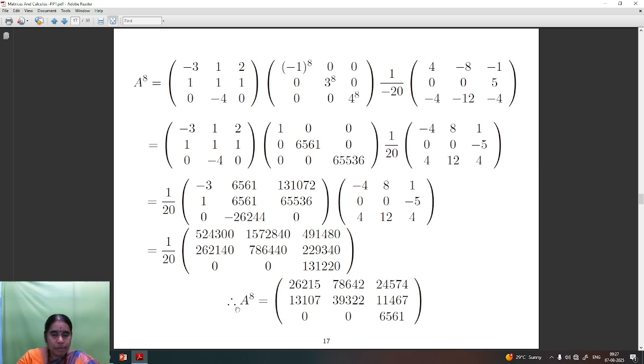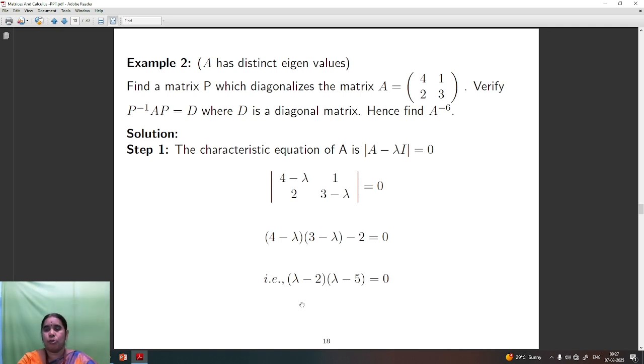So it is very much easy. Instead of calculating A into itself 8 times, by using the diagonal matrix raised to the power, we can get the answer. Just in this problem, we calculated our P and A power 8. Okay, next one more problem.